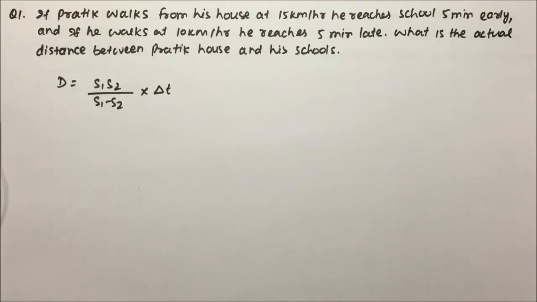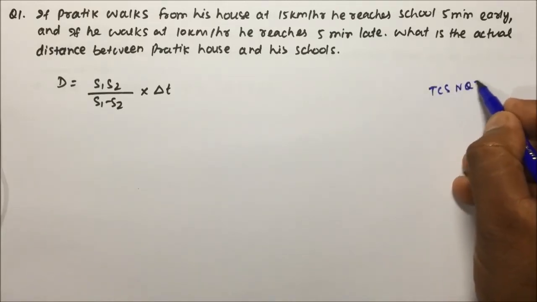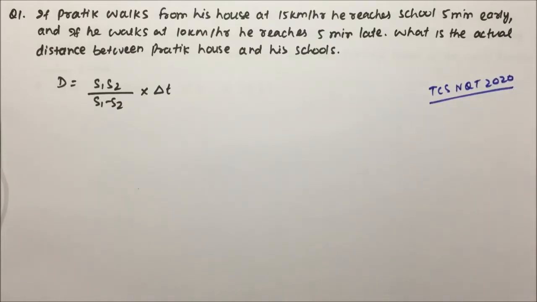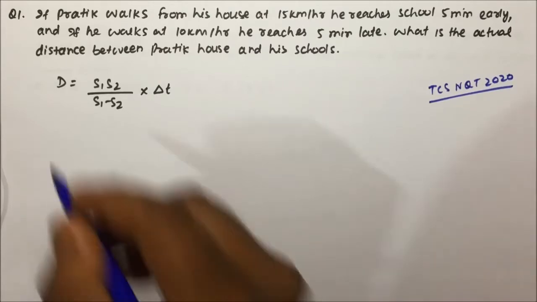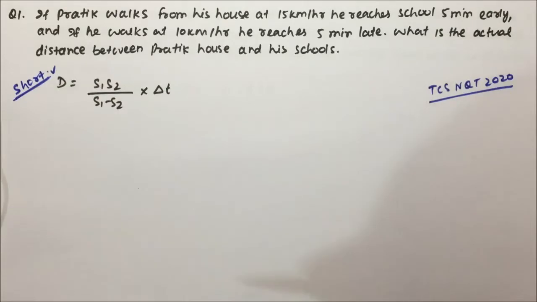So friends, question number 1. Before starting, I will tell you that this year in TCS NQT 2020, questions from time and work and problems on trains were more. At least 2 to 3 problems were there in each section. So let's start with question number 1. There is a short trick, so I am not going to explain the method, otherwise it will take more time, and even in the exam you have to use this trick to solve the question.